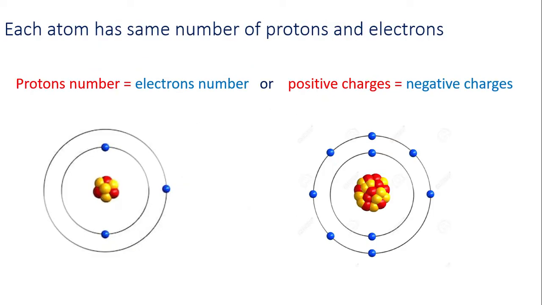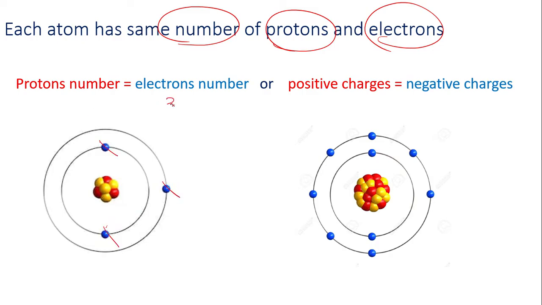Let's try to count these atoms. I think that each atom has the same number of protons and electrons. Okay, so let's try. I have one electron here, two, three. So I have three electrons. What about the middle, the protons? Protons are the red particles here, or red circles or spheres. So I have here one, two, three. So I have three protons. So they are equal. Yes, it's right.